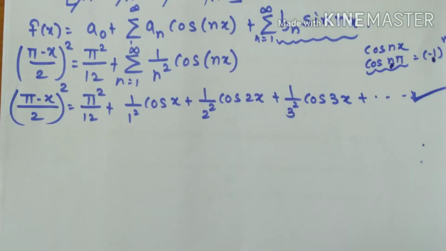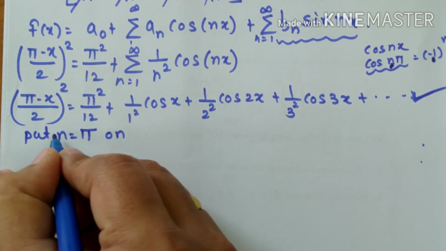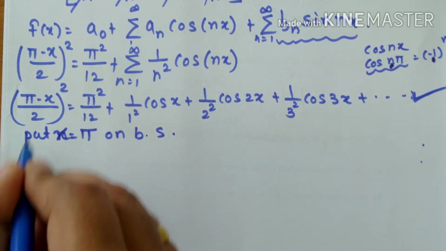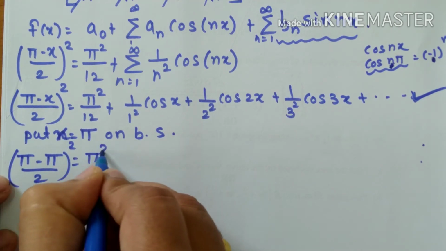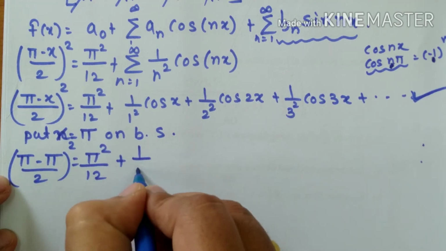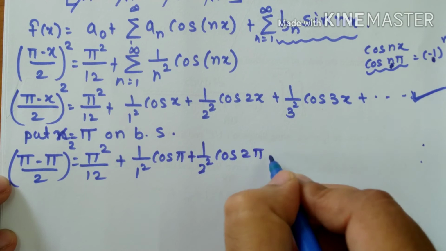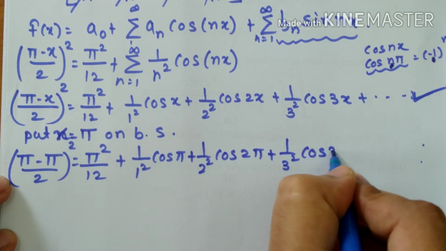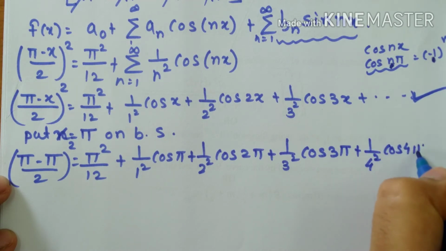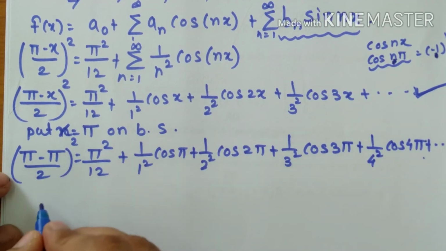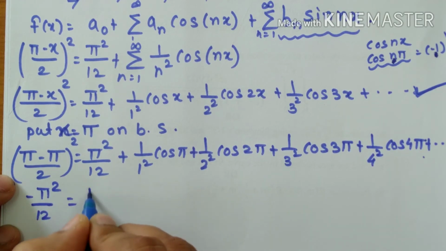The substitution is put x is equal to pi on both sides. So here I am having (pi minus pi upon 2) whole square is equal to pi square upon 12 plus 1 upon 1 square into cos pi plus 1 upon 2 square into cos 2 pi plus 1 upon 3 square into cos 3 pi. Okay, I'll write one more term, 1 upon 4 square into cos 4 pi plus and so on. So this is 0. I'll shift this term to the left, which becomes minus pi square upon 12. So 1 upon 1 square.